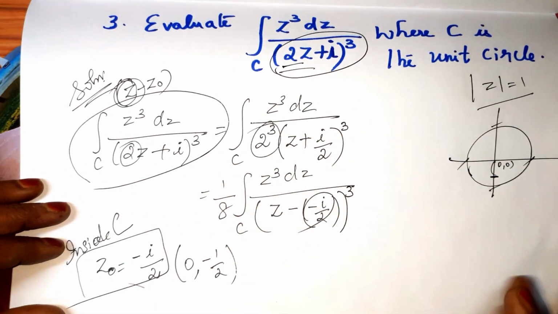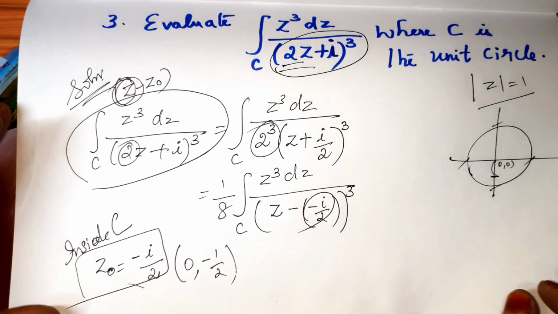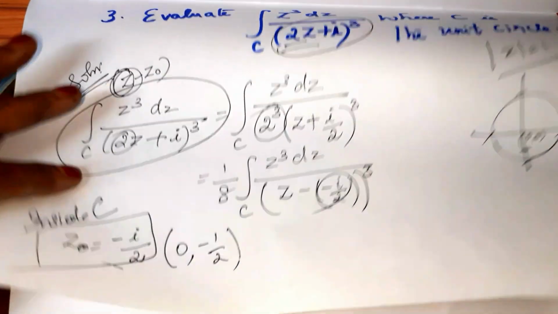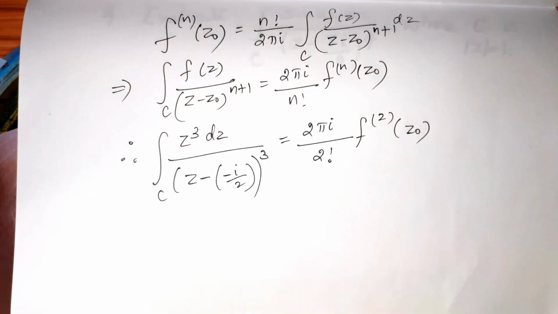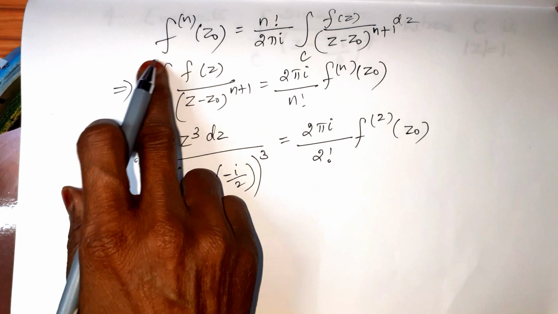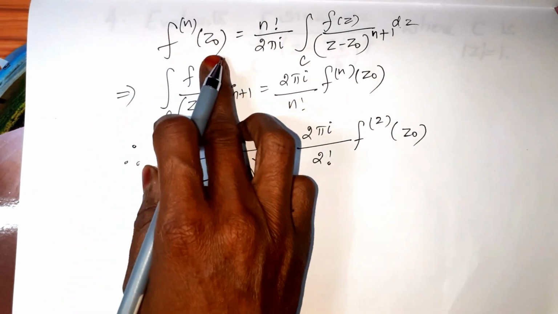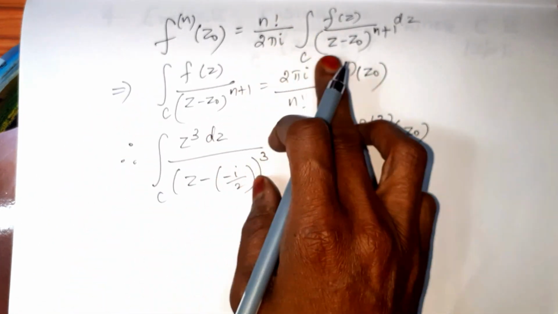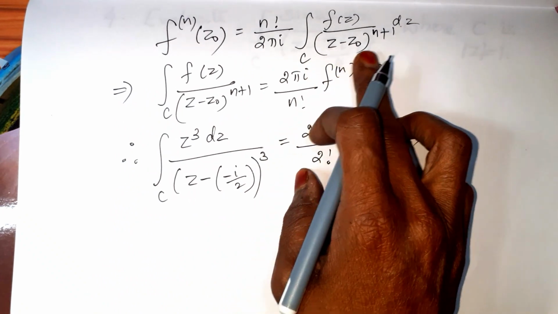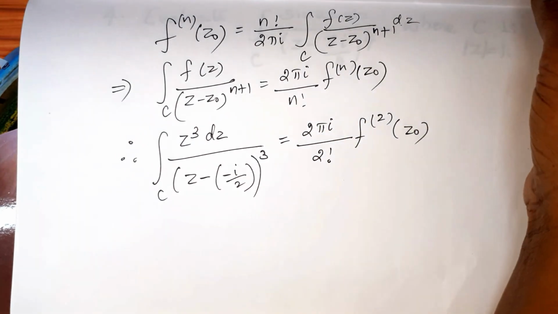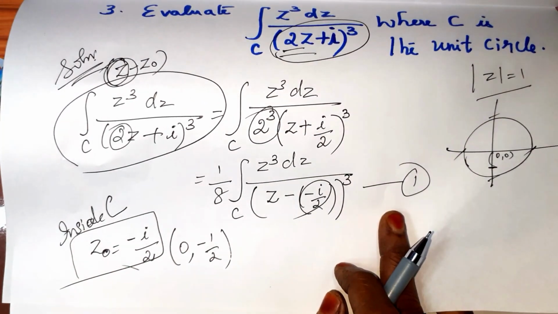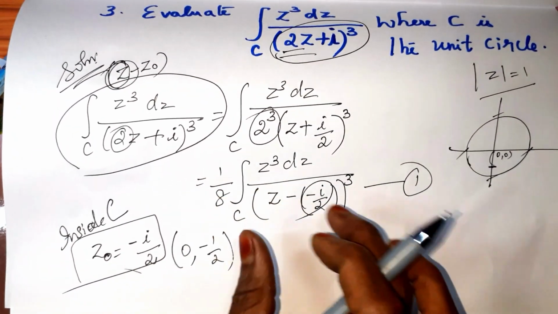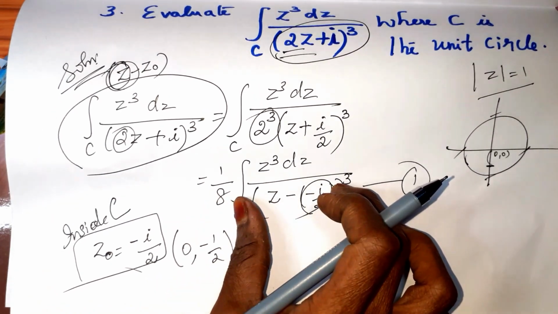We don't have factorial n and 2 pi I in this side. Okay, so what is the formula we have? So this is the formula. f n of z naught, nth derivative at z naught, is equal to n factorial by 2 pi I integral over c f of z by z minus z naught power n plus 1 dz. Okay, here we have reduced up to this. I have taken this as equation number 1. Leaving this 1 by 8, I have taken this integration alone here.